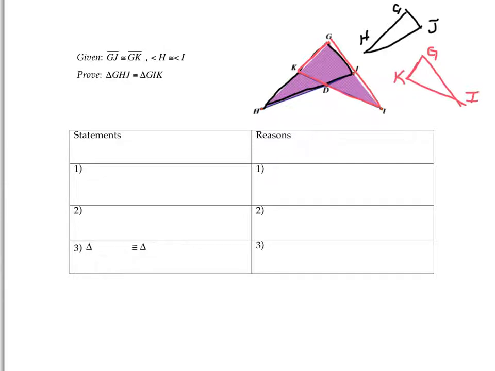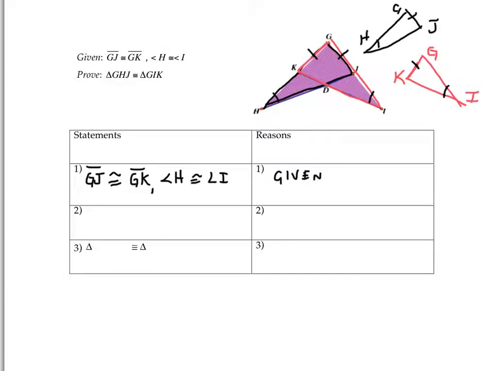So let's start our proof with our given information and go ahead and include both pieces. So line segment GJ is congruent to line segment GK. You can mark it in the original picture. And we're also given that angle H is congruent to angle I. And those are the two little angles down at the points. Okay, all that information was given to us.